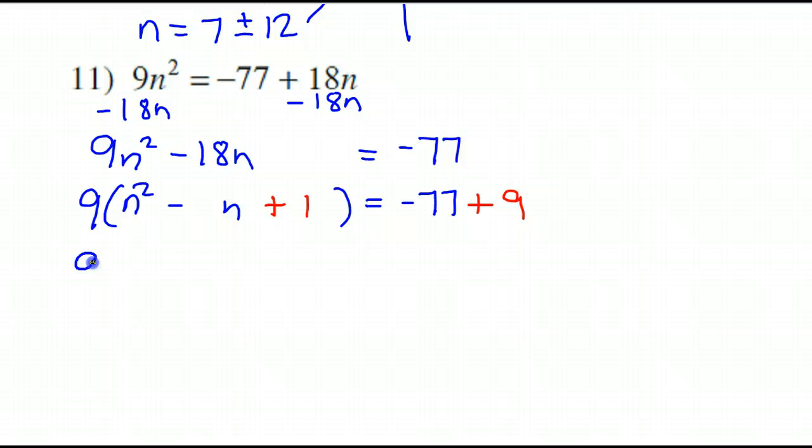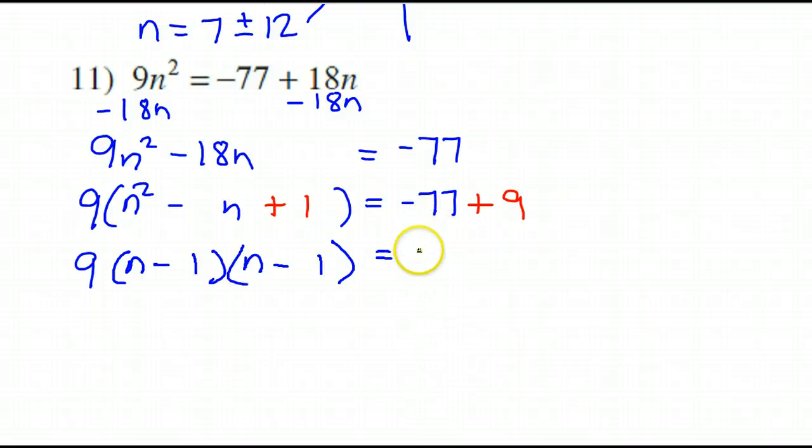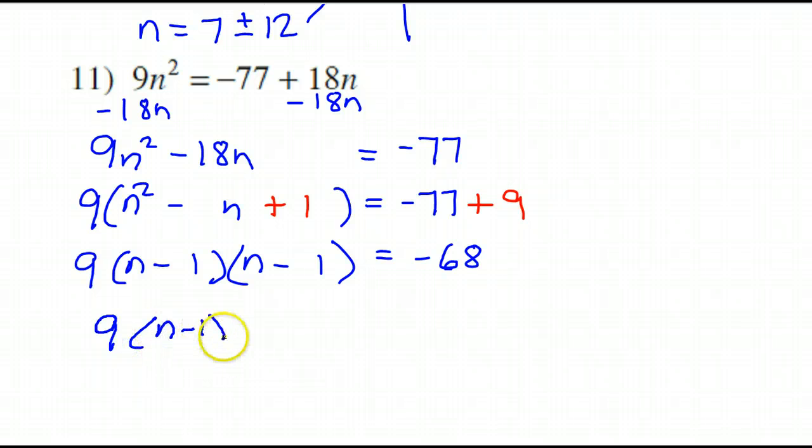Factoring. We will keep this 9 out front, but this should factor, as always, the same thing twice. So this will be n minus 1, twice. And this is going to be negative 68. So that is going to give me 9 times n minus 1 squared is equal to negative 68. Now, I am not going to distribute the 9. You can't distribute when the parentheses is squared.